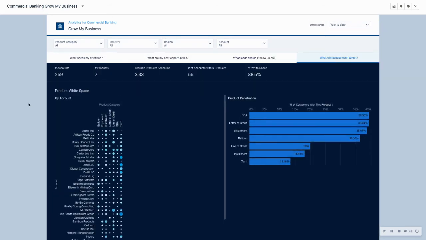Then lastly here, what white space can I target? It's going to show me my white space across all my accounts and my product penetration. So it gives me an understanding of, within all my accounts, what is the percentage of what product each customer has: SBA loan, letter of credit, equipment loan, balloon loan, line of credit, installment, or team.